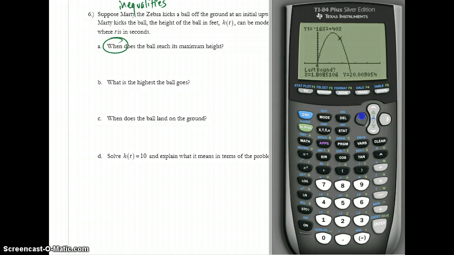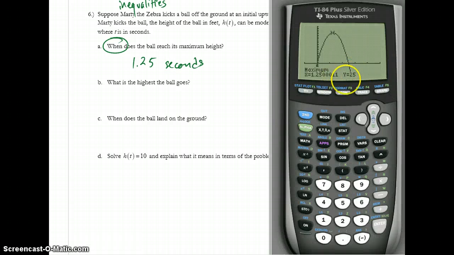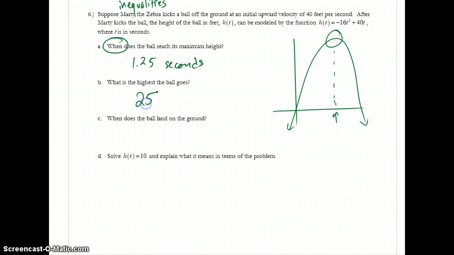It's going to ask you for left bound and right bound. Move the cursor to the left of the highest point, hit enter. Move it back to the right of the highest point, hit enter, and put it in the middle, hit enter. We can see that the highest point happens at an x value or t value of 1.25 seconds after the ball is kicked. What is the highest the ball goes? Well, we can see that the highest point is when y is 25, which is 25 feet.